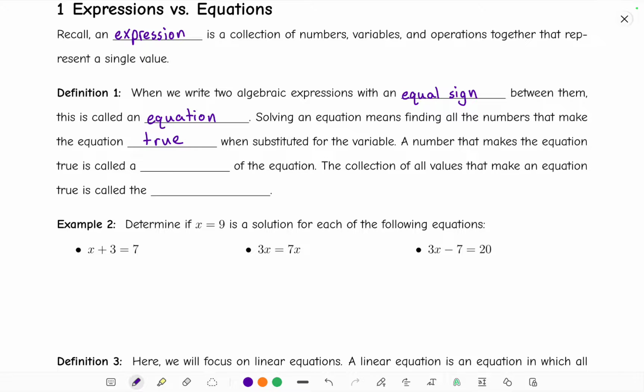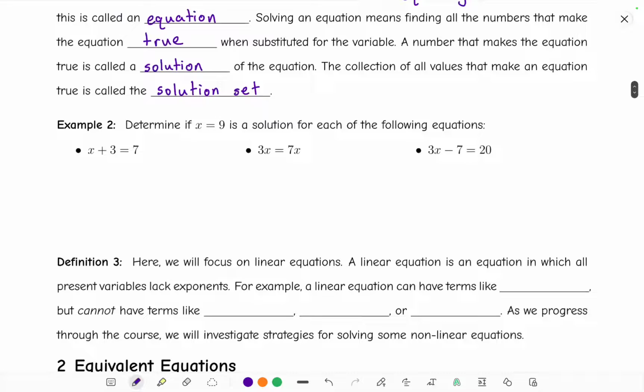A number that makes the equation true is called a solution of the equation. The collection of all values that make an equation true is called the solution set.